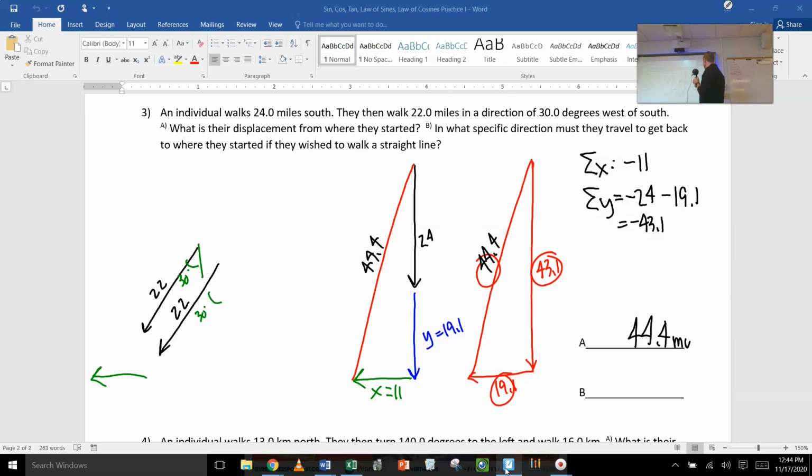44.4 miles. And in what specific direction must they travel to get back home? So when you walk south and then you end up walking west, to get home, you're going to have to walk north and east. So let's find this angle again.